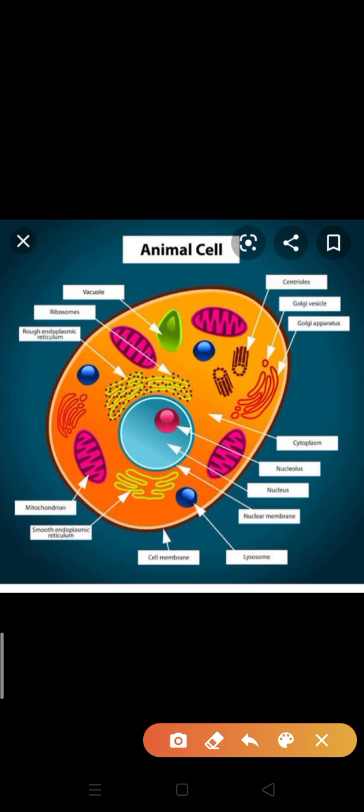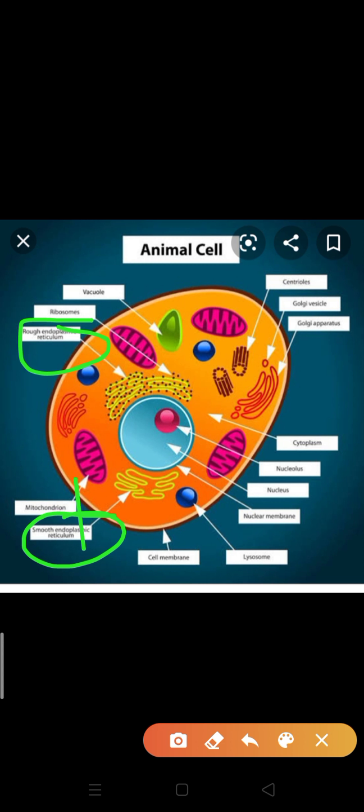Endoplasmic reticulum is also of two types, as you can see on your screen. One is the smooth endoplasmic reticulum and one is the rough endoplasmic reticulum. So what is the function of rough endoplasmic reticulum? You can observe that black dots are present. These black dots are known as ribosomes.